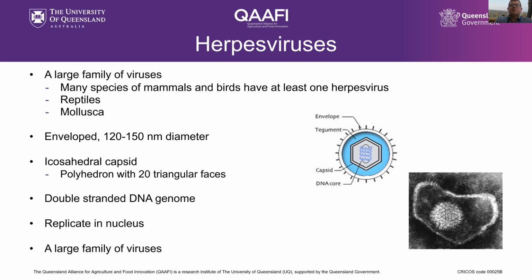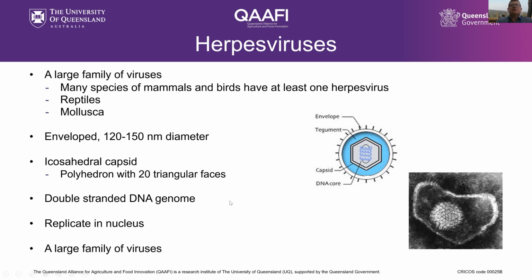They're an enveloped virus, and as you can see, this is the envelope here. So that surrounds the virus, and that's essential for infectivity. They're relatively large for viruses, so between 120 to 150 nanometers in diameter. They have a consistent and regular shape, so icosahedral with a polyhedron of 20 triangular faces. And this is the structure that we see here in the electron micrograph.